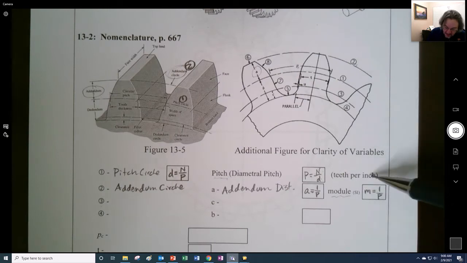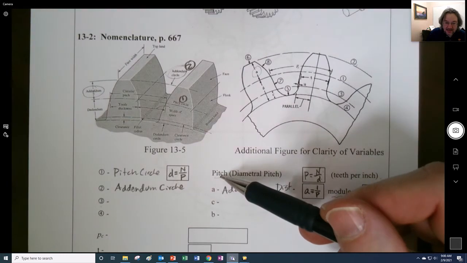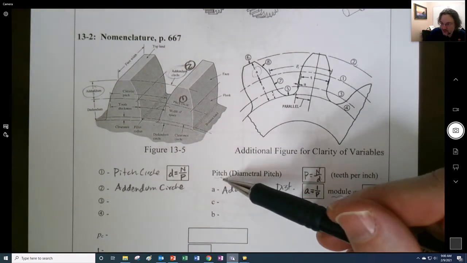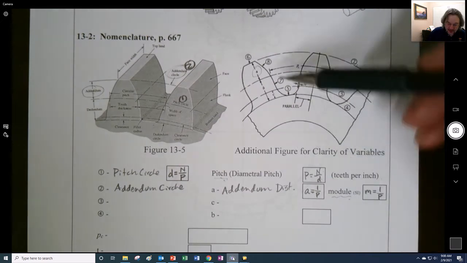So remember, this is teeth per inch. If you go the other way around, it's inches per tooth, right? So inches is just the dimension of it. For SI, module is in millimeters, and it is the categorization, right? So the big ideas are pitch and module. US gears are categorized by pitch, SI gears are categorized by module.